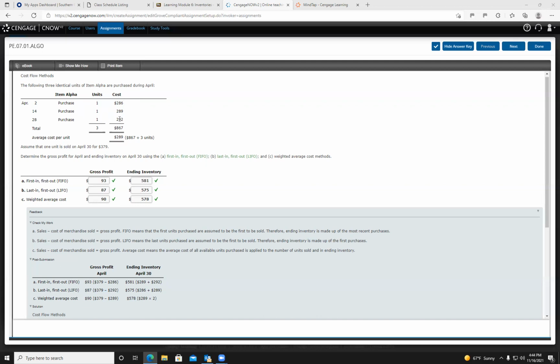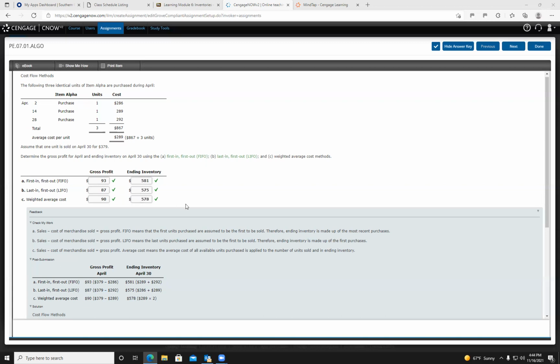So if that's the case, now let's look down here at this equation. We take the sale price of $379 and we subtract out $292. Why? Because it's last in, first out. So you're assuming that the last item you purchased is the first item sold. The last item you purchased was on April 28th at a cost of $292. So the sale price of $379 minus the cost price of $292 gives you a gross profit of $87. Okay, now how do we calculate the ending inventory?